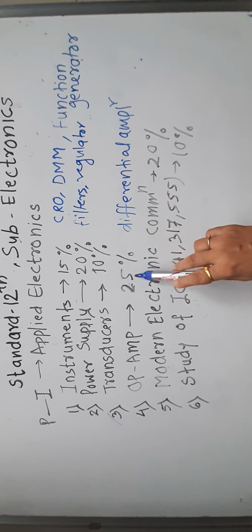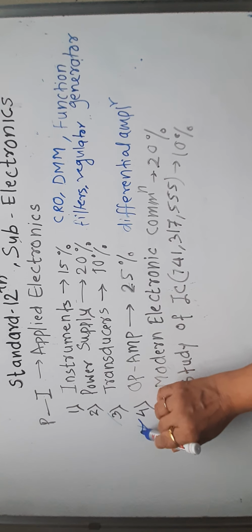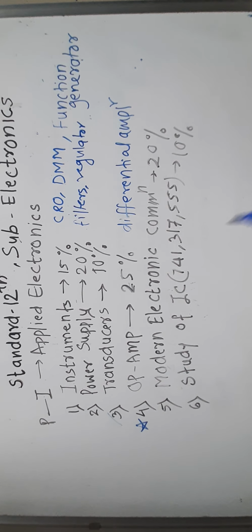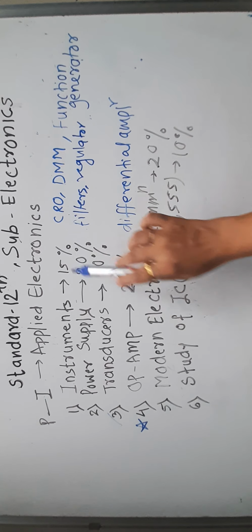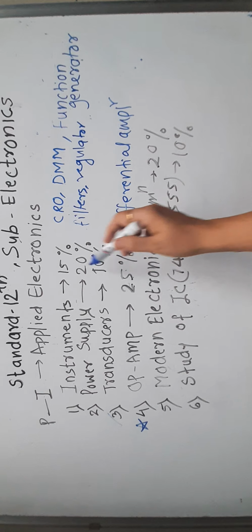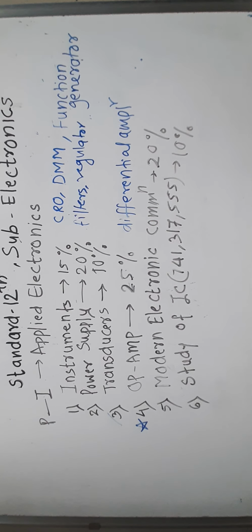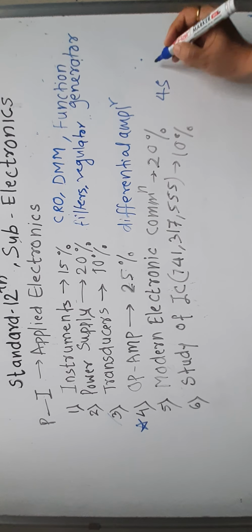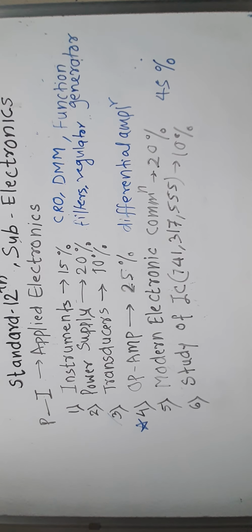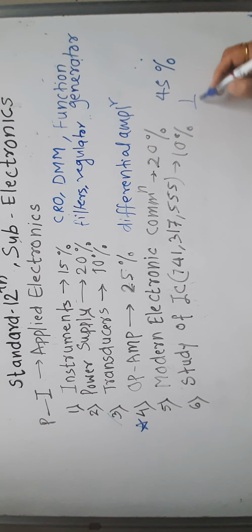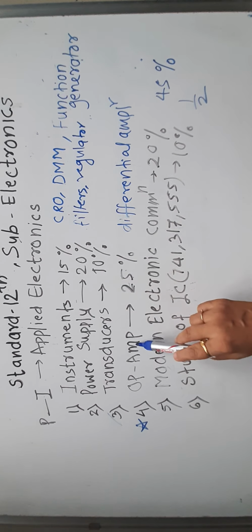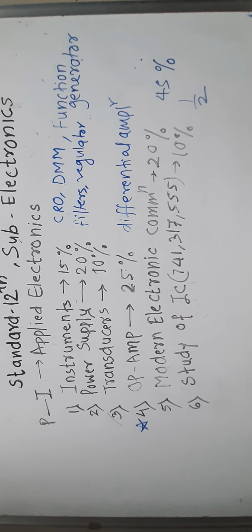It has 25% weightage. This chapter is very important. Op amp has 25% weightage, power supply has 20% weightage. So these two chapters have 45% weightage. If you open the board exam paper of paper 1, you will see half of the paper has questions on only these two chapters, op amp and power supply. So these two chapters are very important.